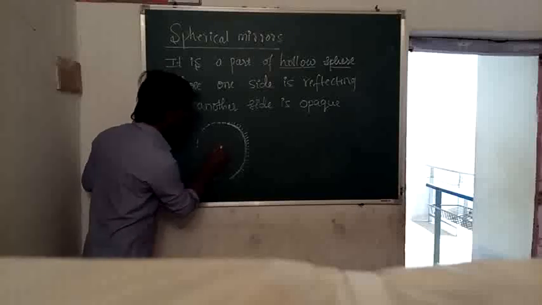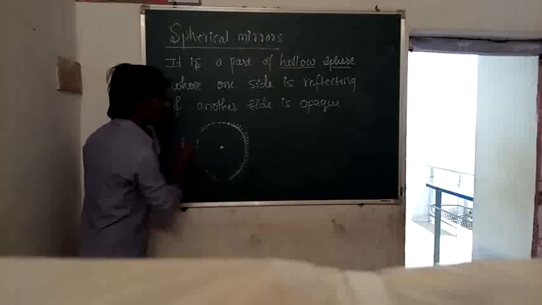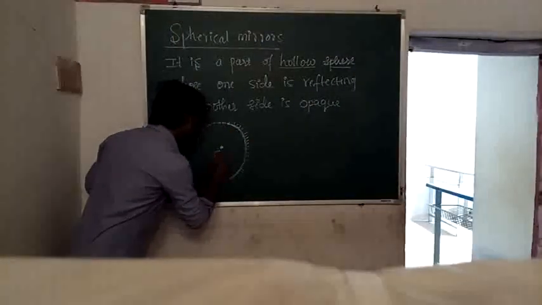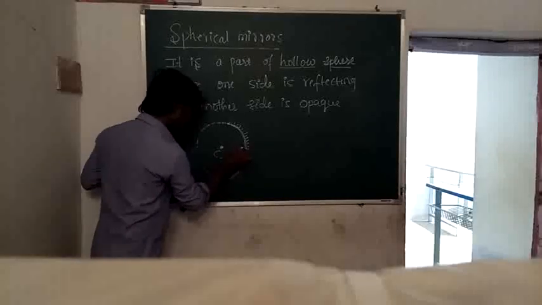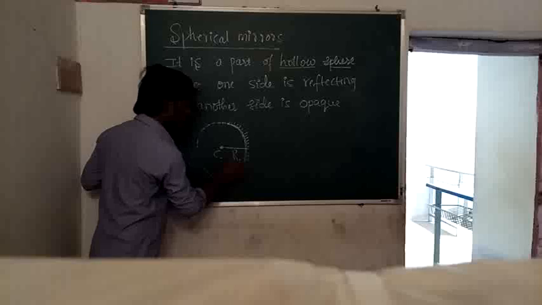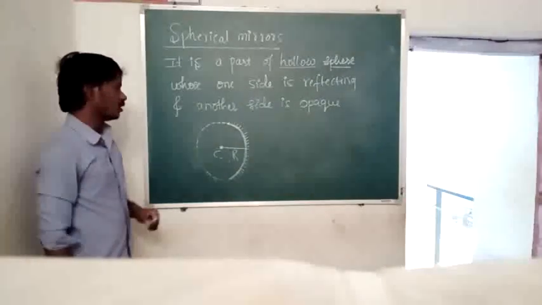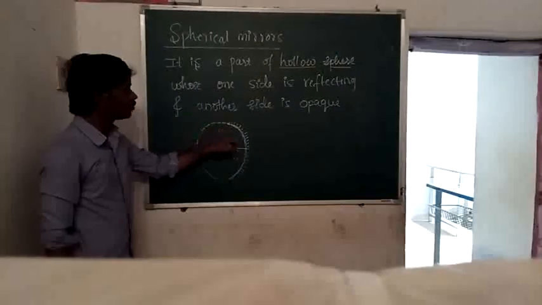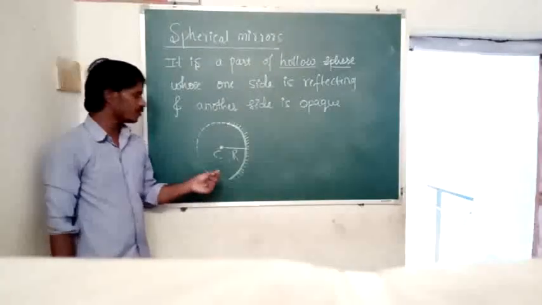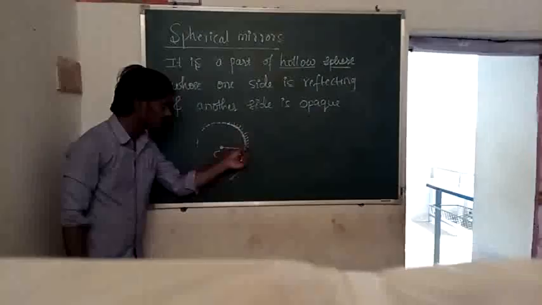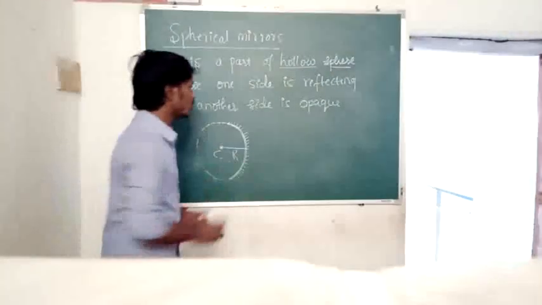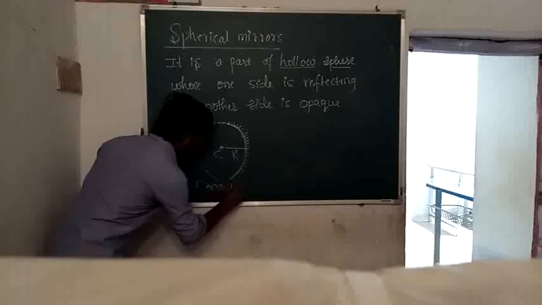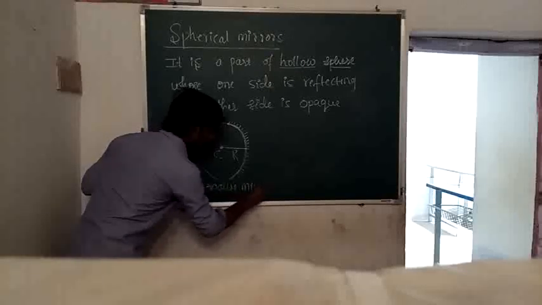There is a particular definition for this one. I will take this as the center of the hollow sphere. The center of the hollow sphere is denoted by C, and the radius of the hollow sphere is denoted by R. Then what is a concave mirror here? It is a spherical mirror whose center of curvature is in front of the reflecting surface. Where is the center of curvature? Its center of curvature is in front of the reflecting surface. So a concave mirror is a spherical mirror.